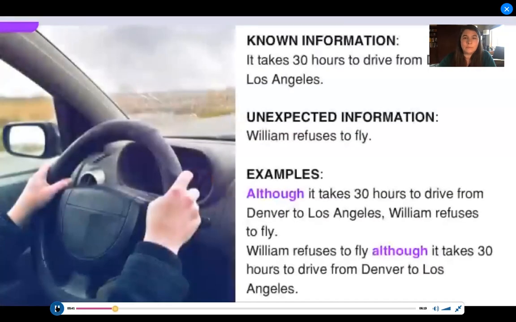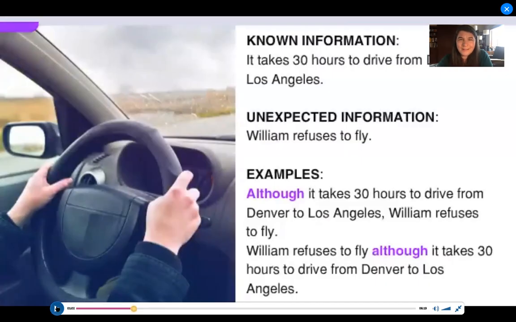Known information. It takes 30 hours to drive from Denver to Los Angeles. Unexpected information. William refuses to fly. Examples. Although it takes 30 hours to drive from Denver to Los Angeles, William refuses to fly.